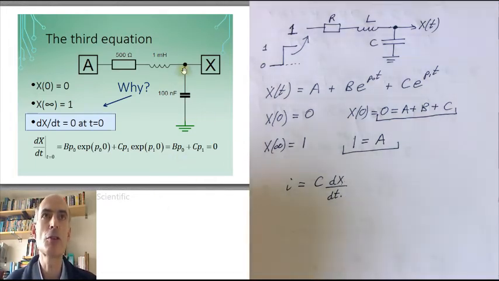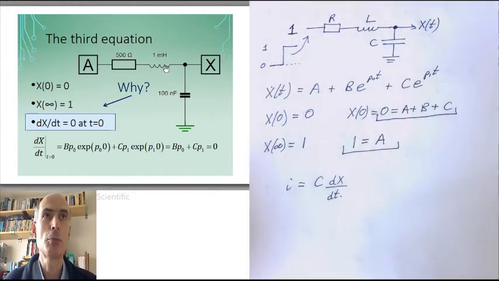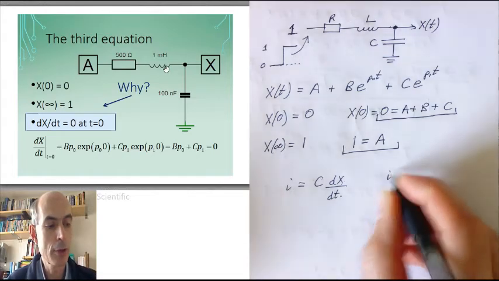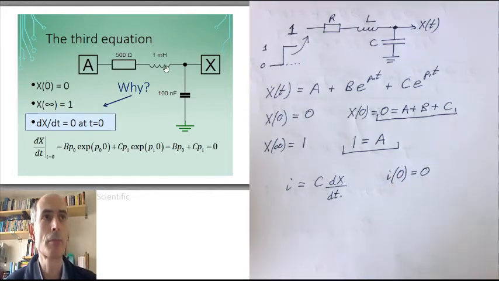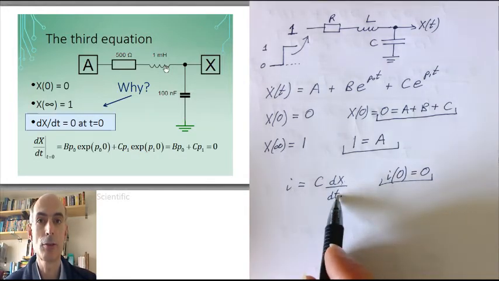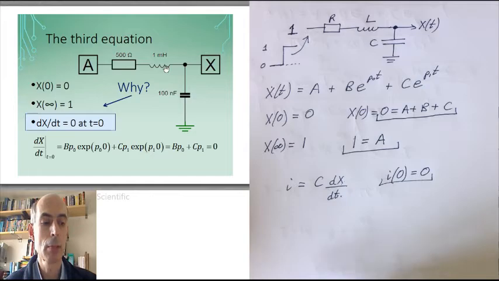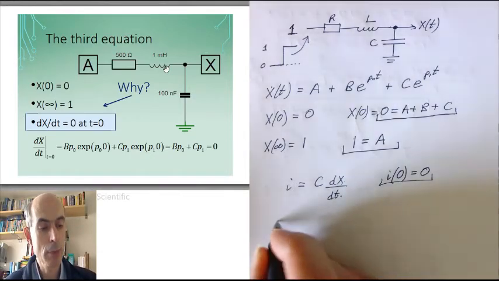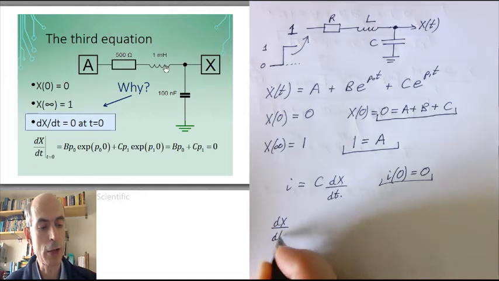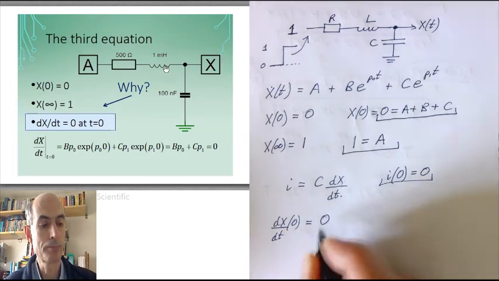Now, you cannot change the current through an inductor instantly. And we know the current through the inductor just before the step arrived was 0, so the current through the inductor just after the step arrived must be 0 as well. So my current at 0 is 0. Well, if that's true, then the value of dx/dt at time t equals 0 just after the step must be equal to 0 as well. So I can write my third equation, dx/dt evaluated at t equals 0 must be equal to 0.